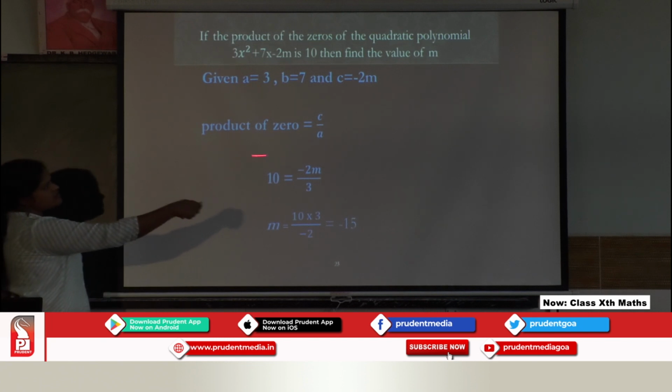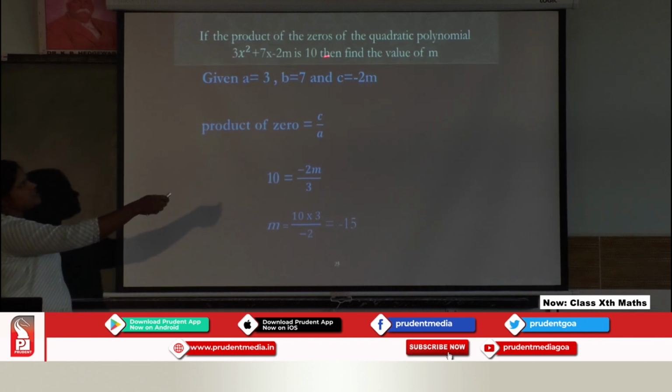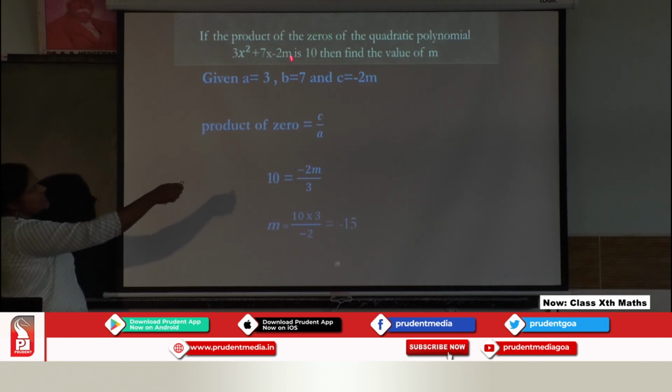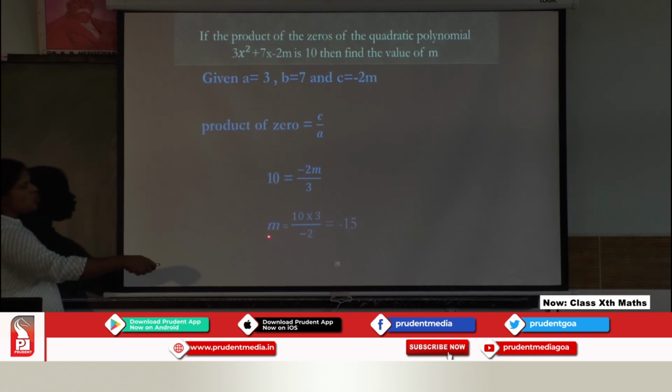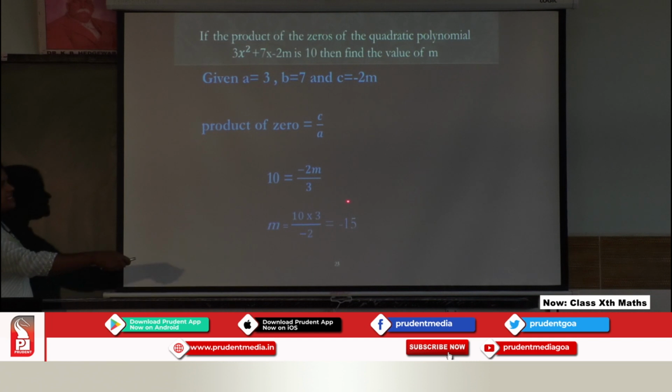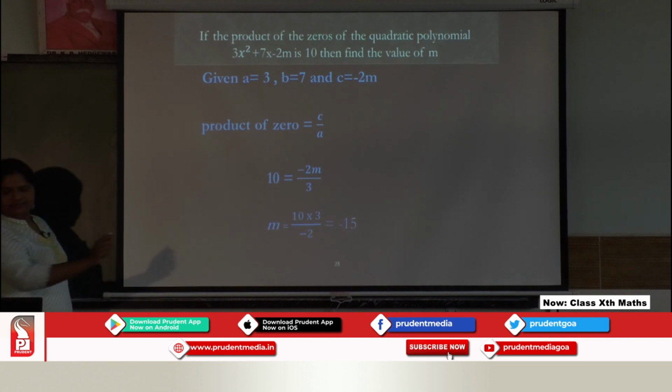So, here this product of zeros is given. The only thing you have to identify is this last term. So, they have asked you to find the value of m. So, the value of m is negative 15.